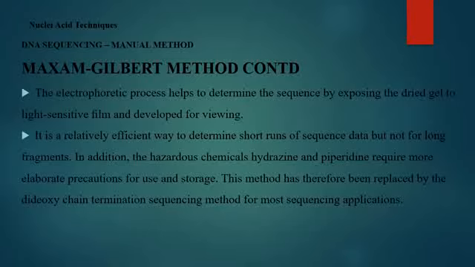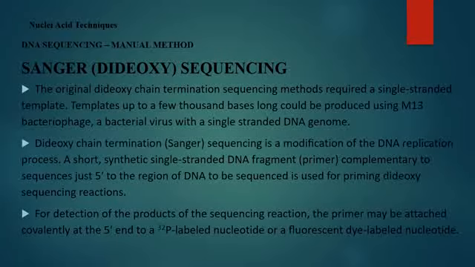Now, in addition, we also use hydrazine. The hazardous chemicals hydrazine and piperidine require more elaborate precautions for use and storage. So if you are using this method, be ready that you are exposed to hydrazine and piperidine, and these can have an effect on you. So this method has been replaced by the di-deoxy chain termination sequencing method, and that is a better way of going about this procedure. So now we come to di-deoxy sequencing, or the Sanger method.